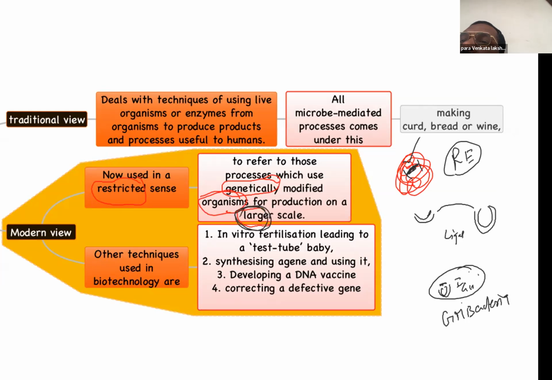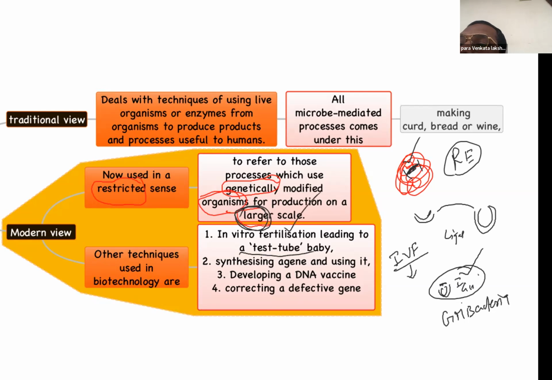Larger scale. So here, this can be produced on a larger scale. The genetically modified organisms are used to produce large scale products, not small scale. Then not only these genetically modified organisms and production on a large scale, other techniques used in biotechnology are, apart from this, in vitro fertilization leading to a test tube baby. And here, in vitro fertilization, IVF, to produce the test tube baby.